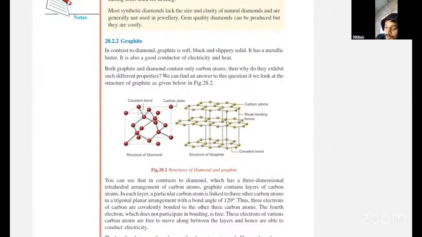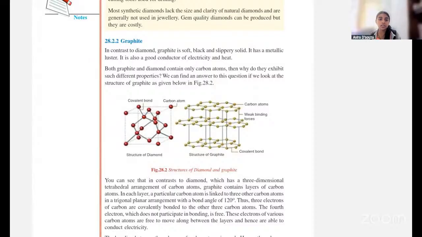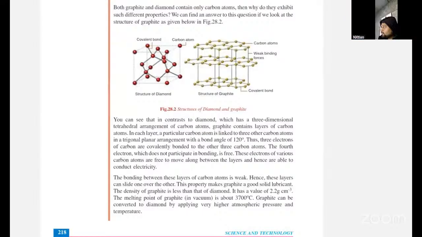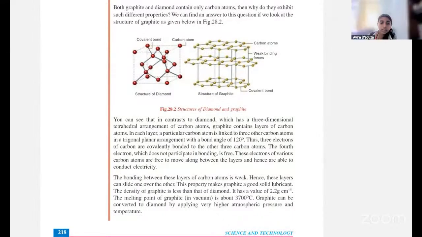Ira, please read this. Graphite. In contrast to diamond, graphite is a soft, black, and slippery solid. It has a metallic luster. It is also a good conductor of electricity and heat. Both graphite and diamond contain only carbon atoms. Then why do they exhibit such different properties? We can find an answer to this question if we look at the structure of graphite as given below in figure 28.2.